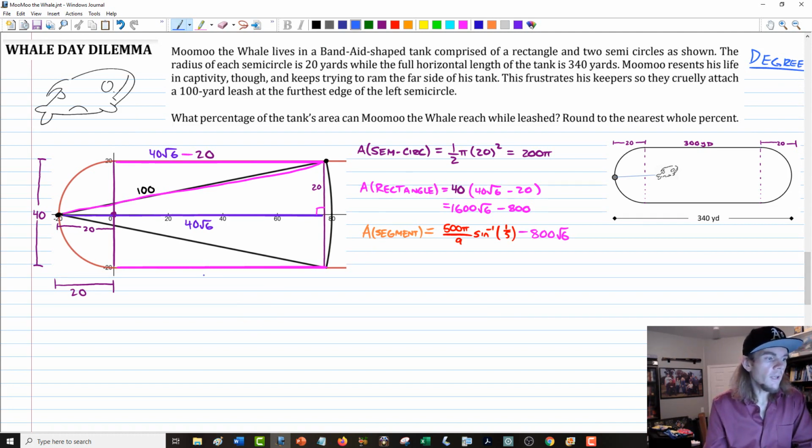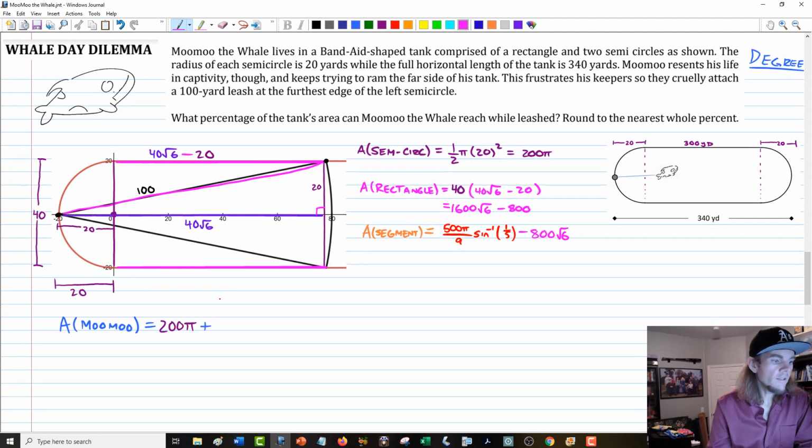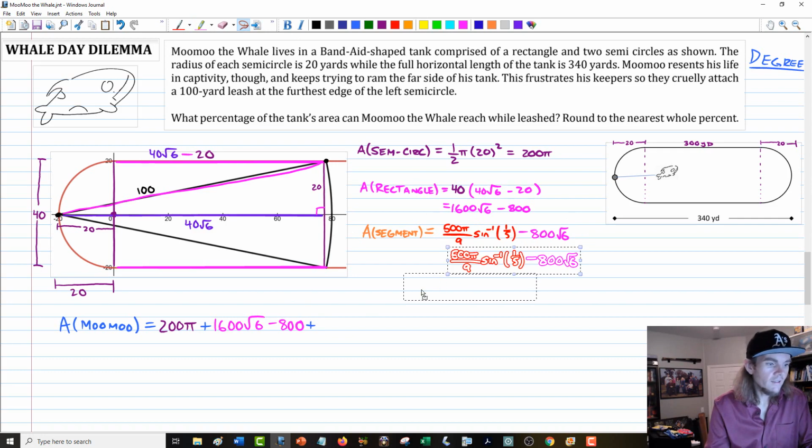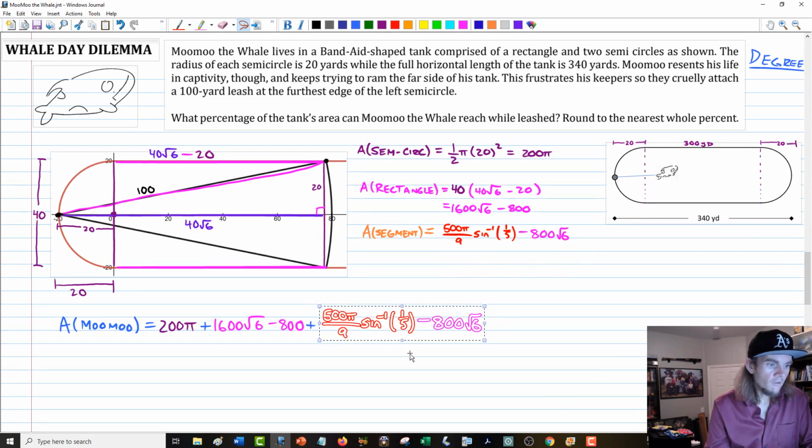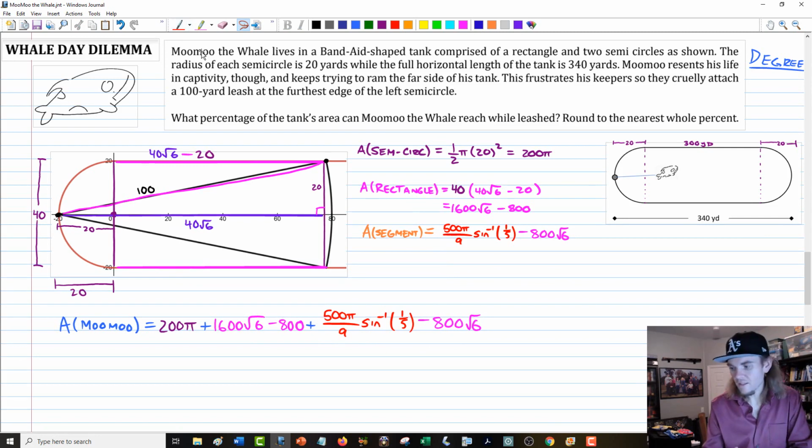So first of all, the question that we had first was what area was accessible to Moo the whale. So the area that Moo can reach, I'm going to call it the area of Moo, but obviously we're not measuring the surface area of the whale, we're measuring the area he can reach. It is going to be the combination of all those pieces. It'll be the semicircle's area added to the area of the rectangle, which was 1600 root 6 minus 800. And then finally, we have to add to that the little segment's area, which I'm going to go ahead and be just a tad lazy about. Forgive me, I'm going to just throw that in there. So this is the area that Moo can access.